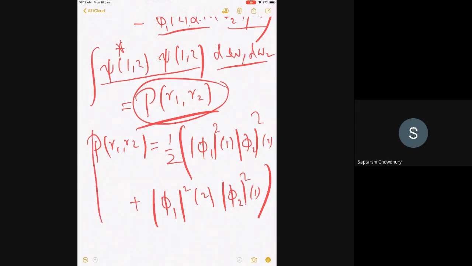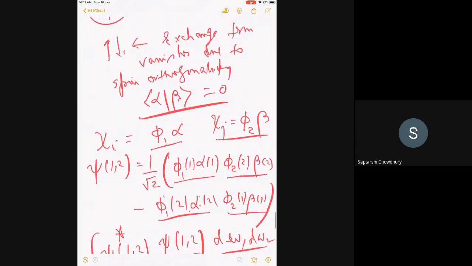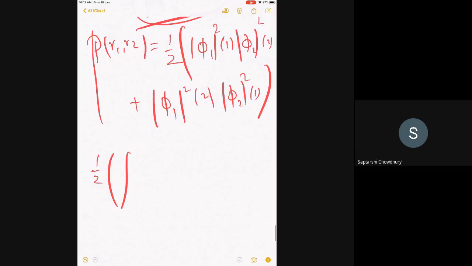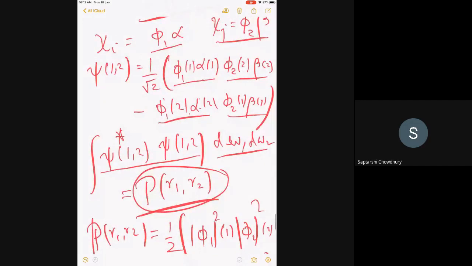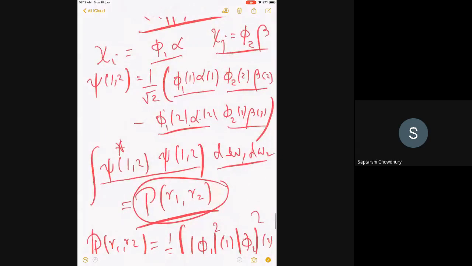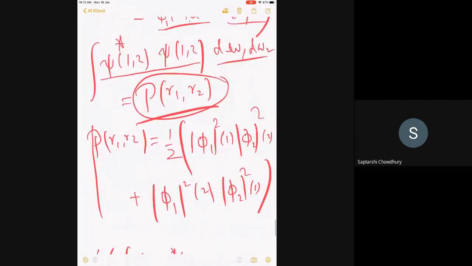Okay? I hope the integration is trivial to all. So I will take one integration, one side integration. So half integral. I will take one of them, let's say this with itself. So integral phi 1 star 1 alpha star 1. So I'm taking one term of psi 1 2 star, phi 2 star 2 beta 2. So I have taken one term of psi 1 2 star.